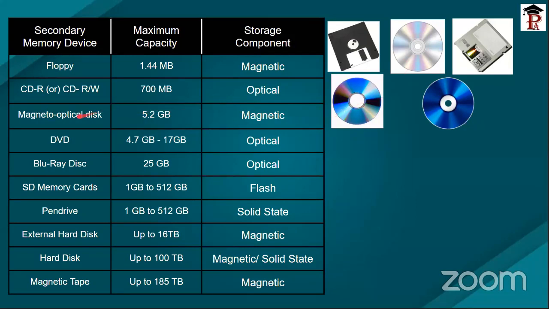Okay, this is a magneto-optical disk, which we are not using in the current scenario; it was used for some scientific purposes in the early stage. DVD we are using. Its maximum capacity is 4.7 GB to 17 GB, and it is an optical disk. Blu-ray is also an optical disk, with 25 GB.